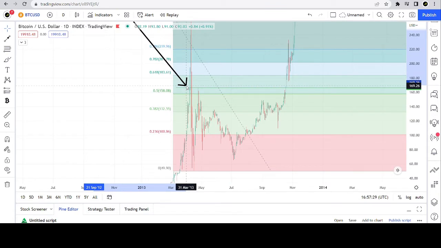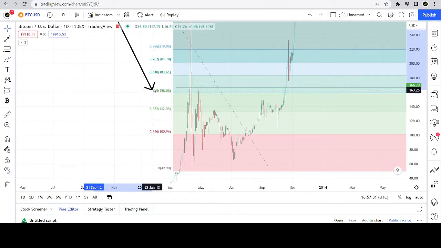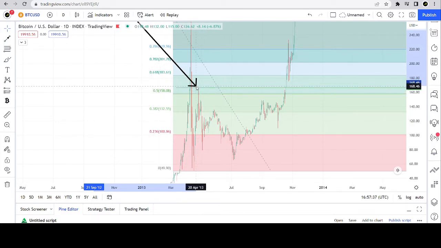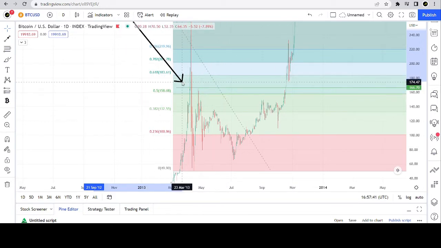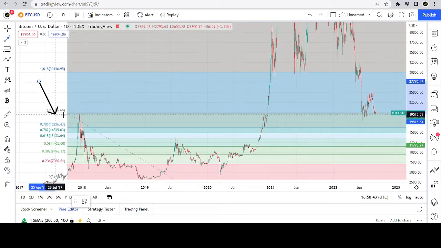So now that we're zoomed in, we can see that price made it just above the 0.5 Fibonacci retracement level right here. Let's compare this setup to what is happening on today's chart. Okay, folks, so here is today's chart, and I basically copied the exact same thing I did on the previous chart. So the Fibonacci is placed on this previous all-time high peak.